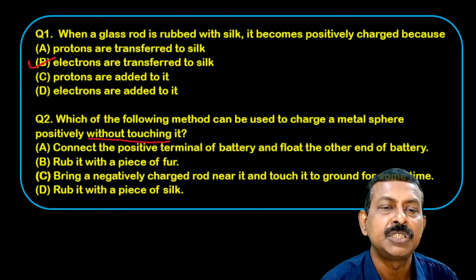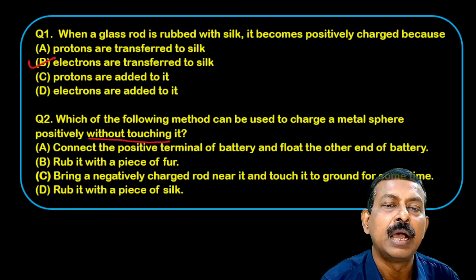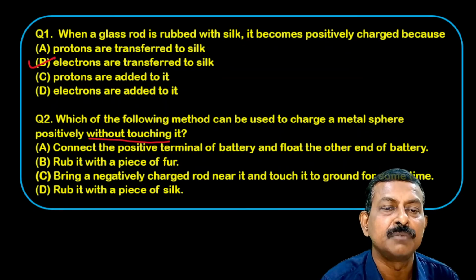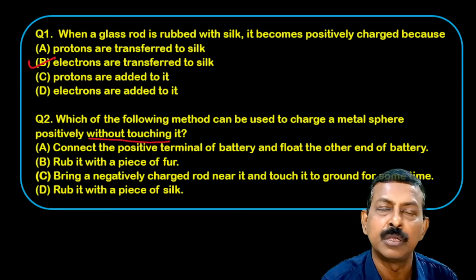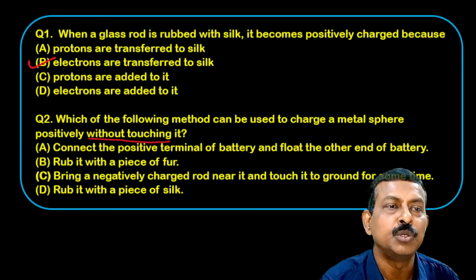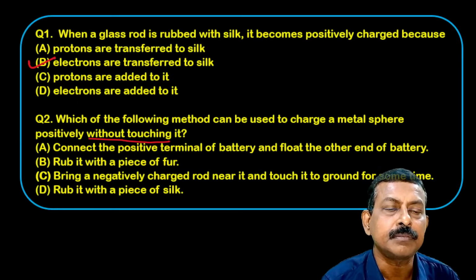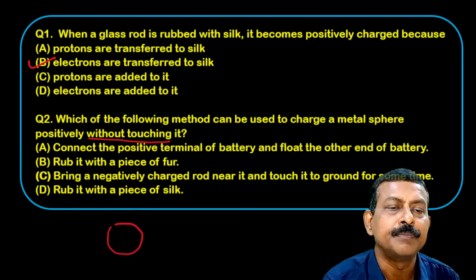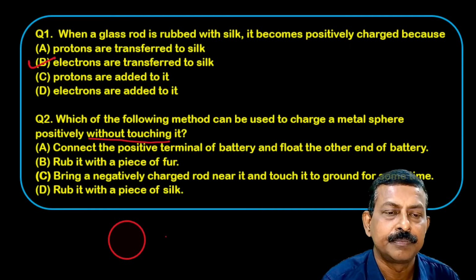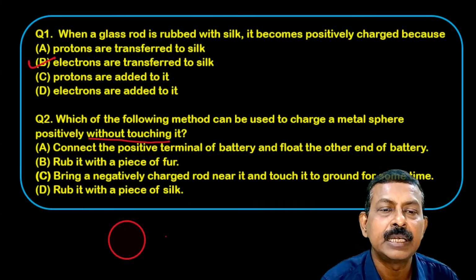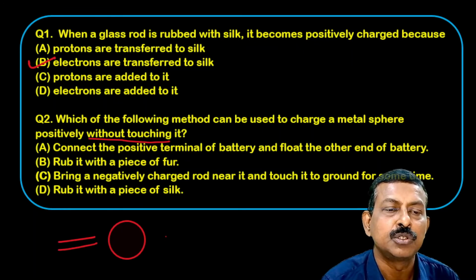Bring a negatively charged rod near it and touch it to the ground and rub it with a piece of silk. So this fourth one is also not correct. Now here you can easily consider for this particular case, suppose you have a body and this body is uncharged, and now we are bringing a negatively charged body close to it.